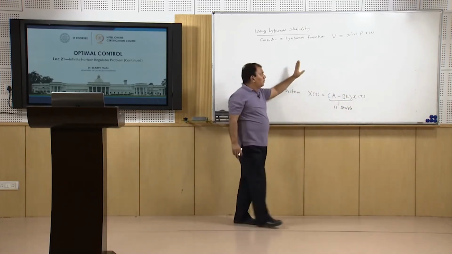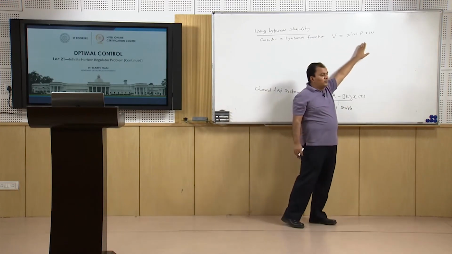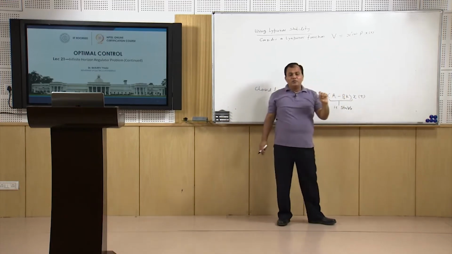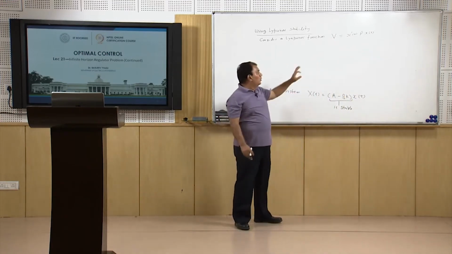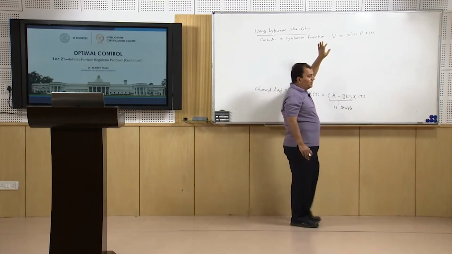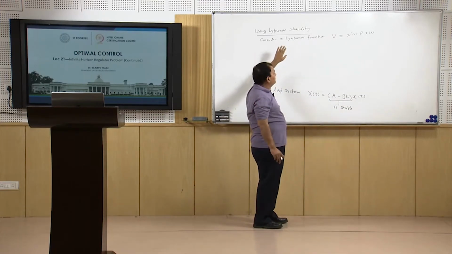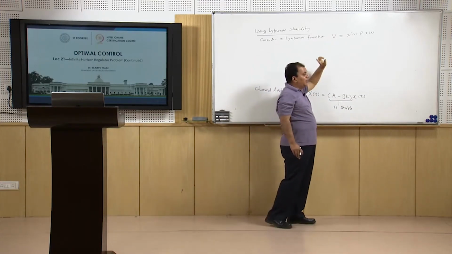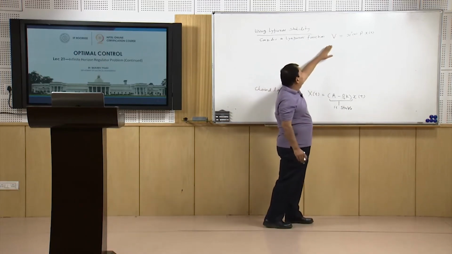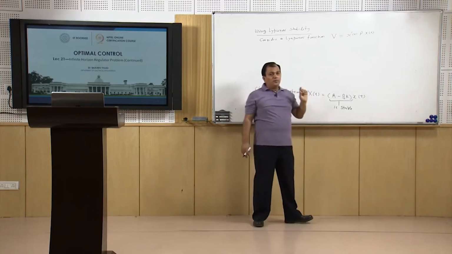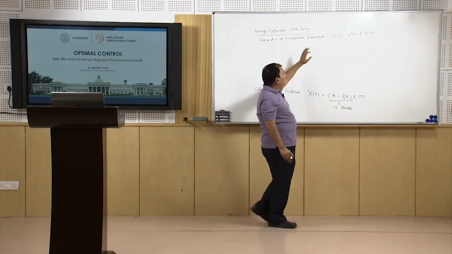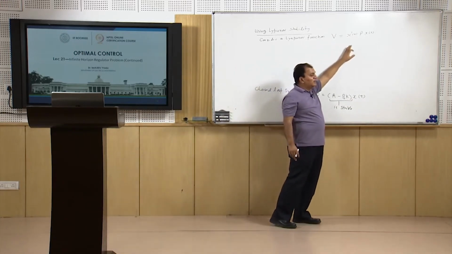So, this satisfies the definition of the Lyapunov function. A Lyapunov function should be a positive definite function. It is positive definite and approaches 0 as x approaches 0. At x equal to 0, V will be 0, otherwise V is a positive definite function. If V is my Lyapunov function, by the Lyapunov stability criteria, we know that if V dot is negative definite, then the system is stable.